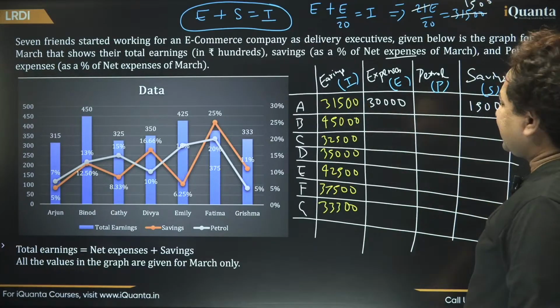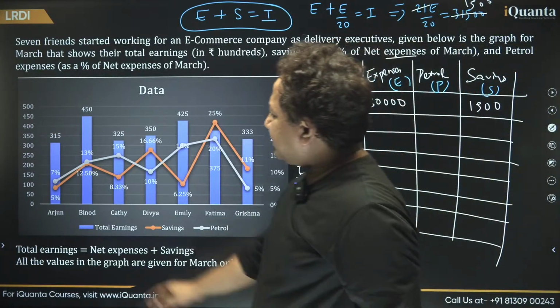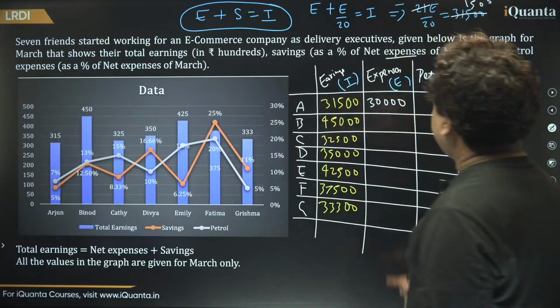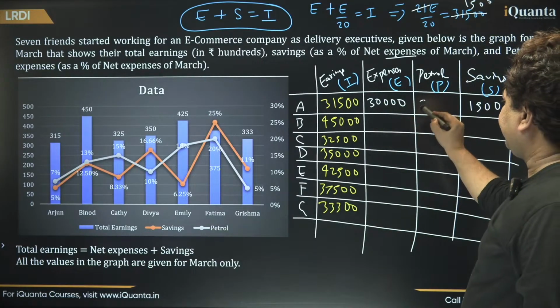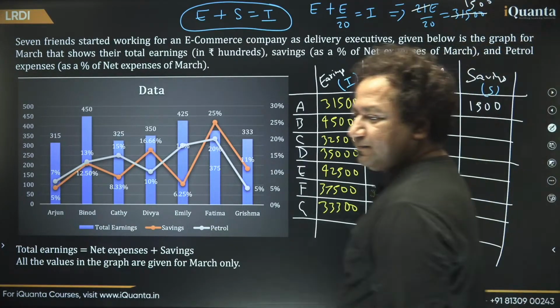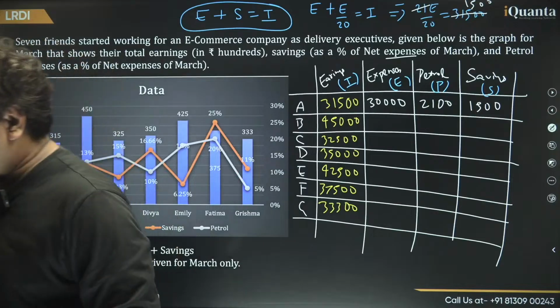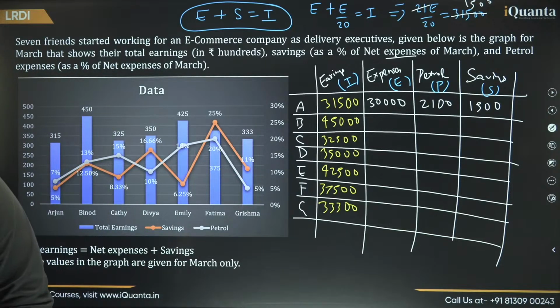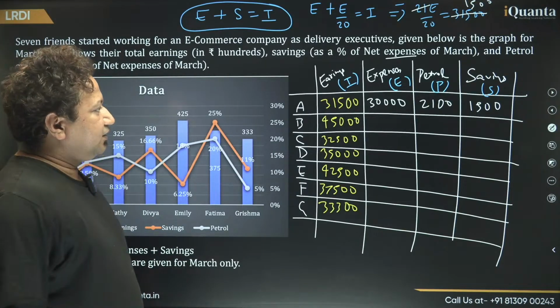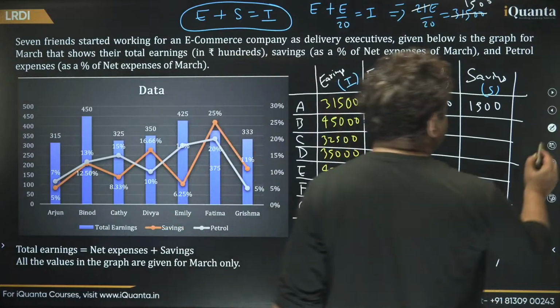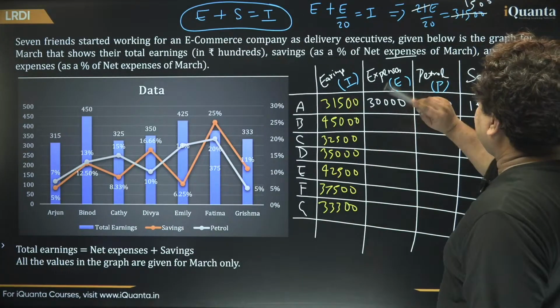This minus this, and petrol is 7% of the expenditure. 7% of this will be 2100. Cool. Nobody is telling me in the comments. Only Ayushman is active. Okay, so I'll keep using this same approach again and again. So I have done it for Arjun.